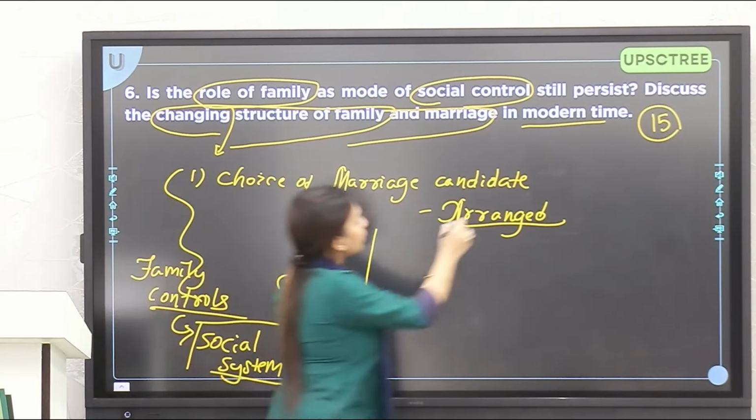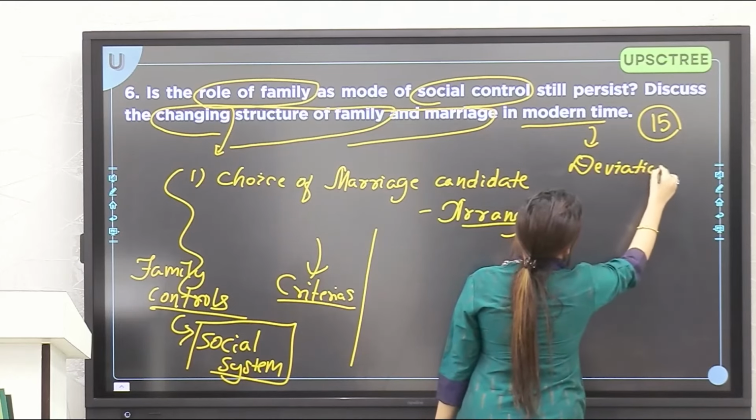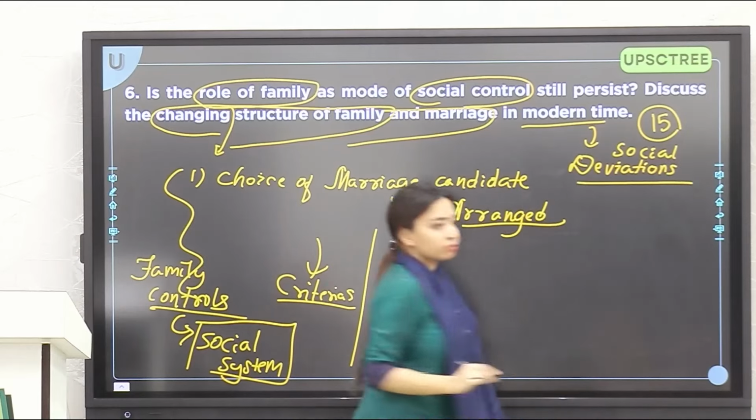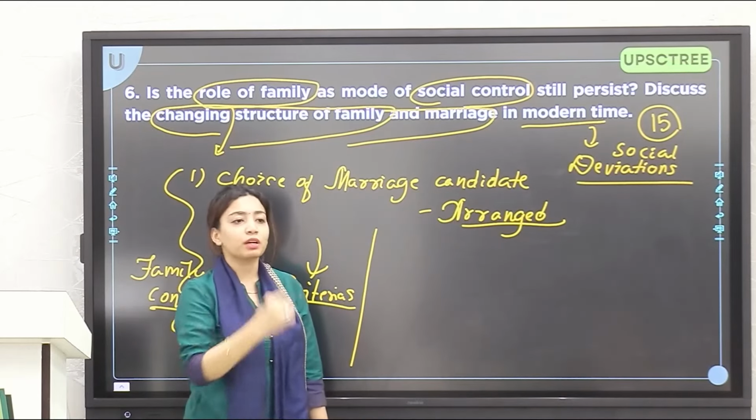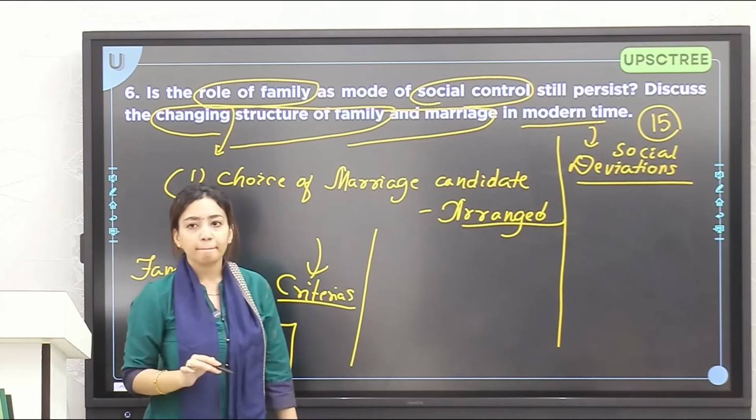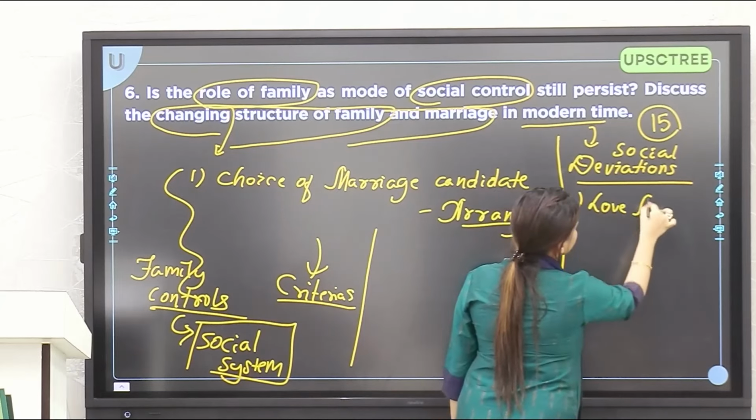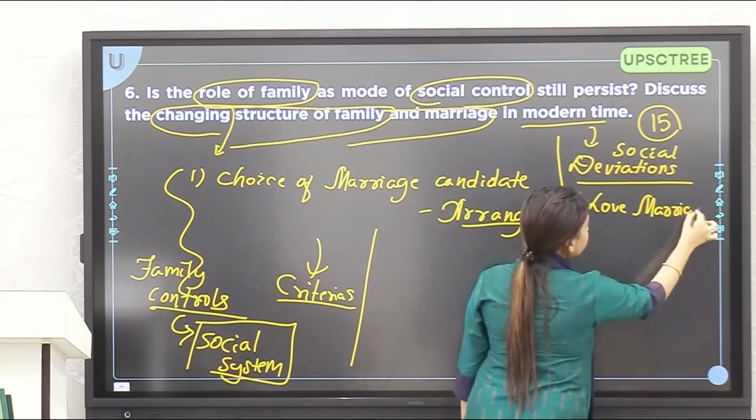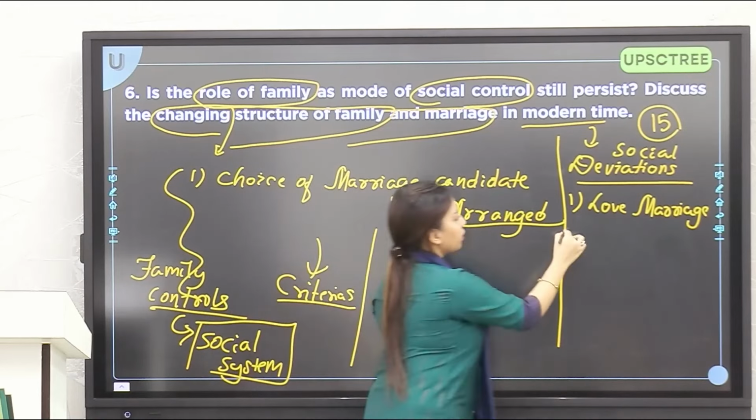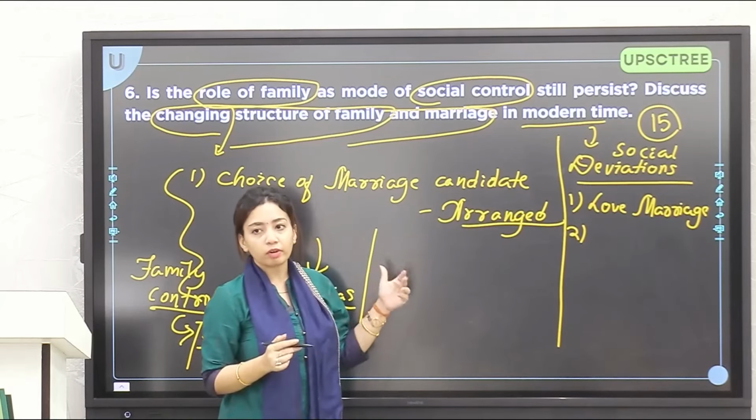So modern time means deviation. Mostly which kind of deviations? Social deviations. What are the social deviations that you see in modern times in the structure of family? First is love marriage. People are choosing their own partners. Okay. What else? First, let us see what are the deviations, then we will come to this part.